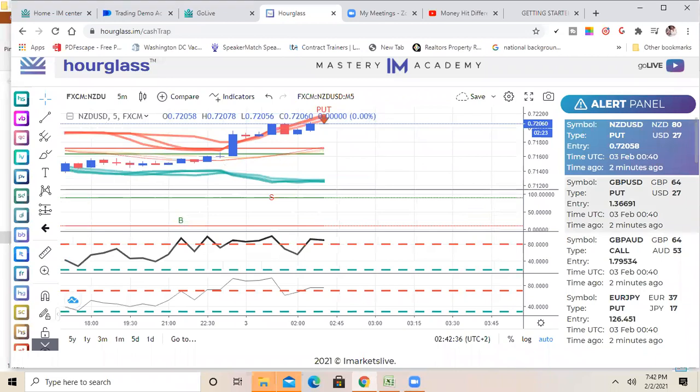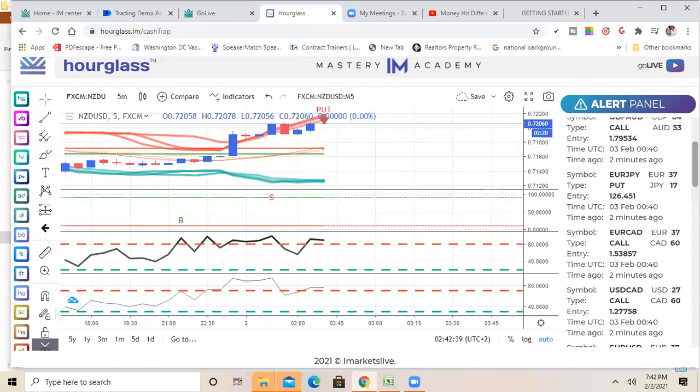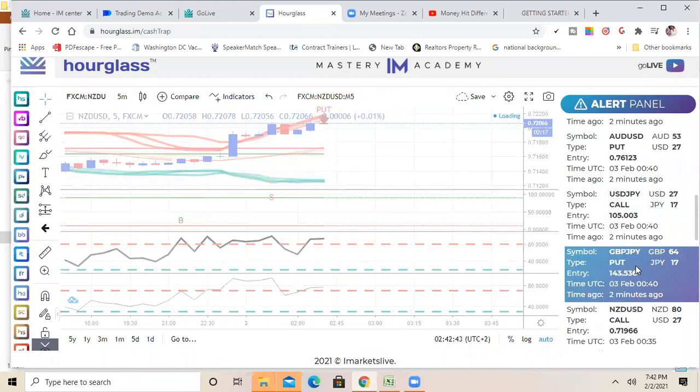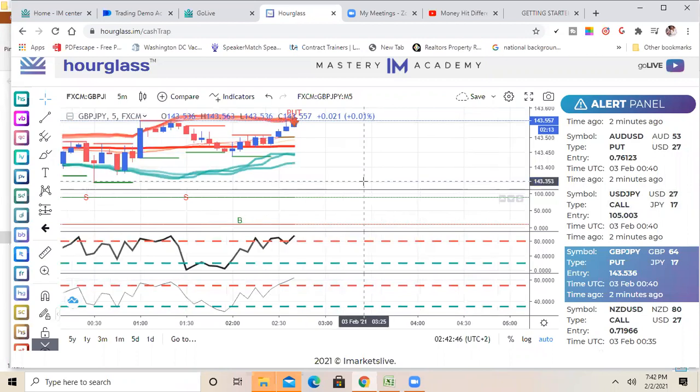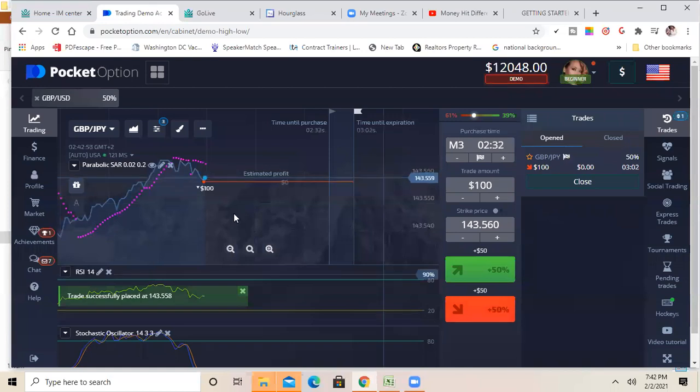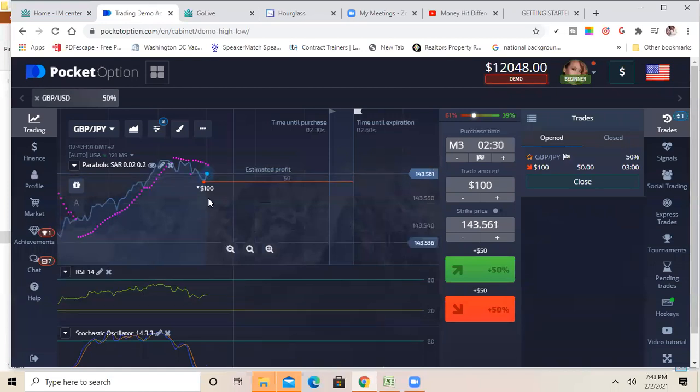I'm going to stick with the same one. I'm going to look for GBP, JPY. I'm going to take a chance by putting it in. I've got still 2 minutes left on it. We put it in again as a put, and we wait. So price needs to fall below that in order for us to have a successful trade. We're going to leave that alone, and I want to show you one more thing.